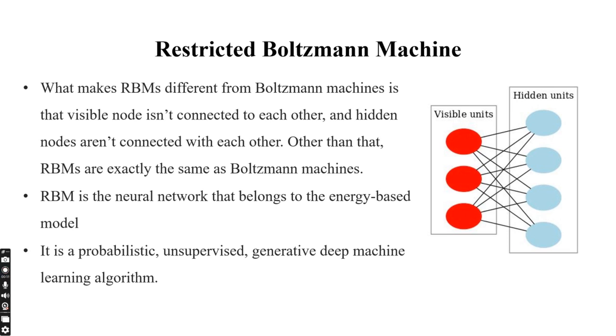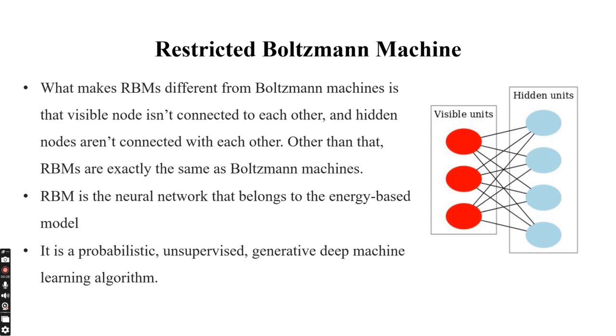What's a restricted Boltzmann machine? Already you know the Boltzmann machine. The basic fundamental concept of the Boltzmann machine is that there are two layers: one is a hidden layer, another is a visible layer. But what's the difference between the RBM and the BM?